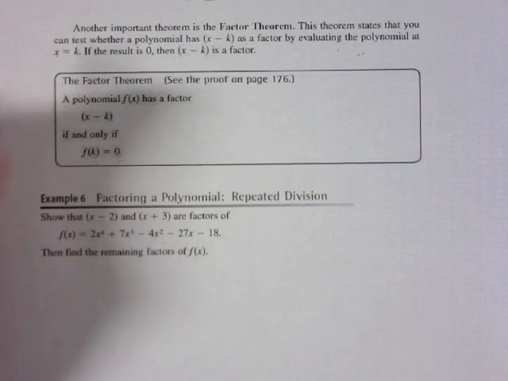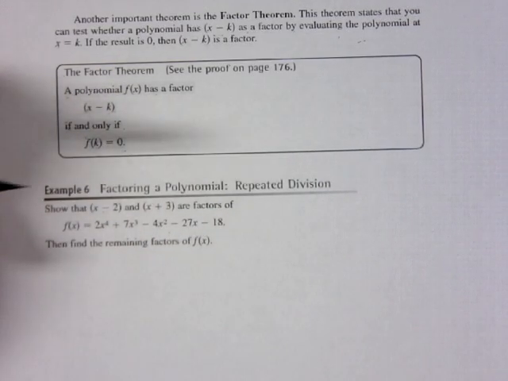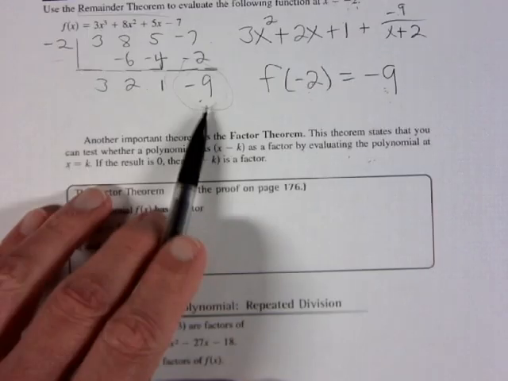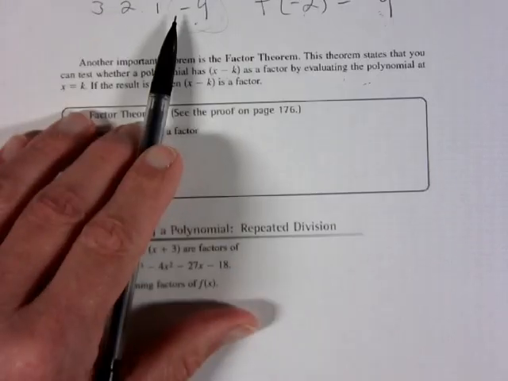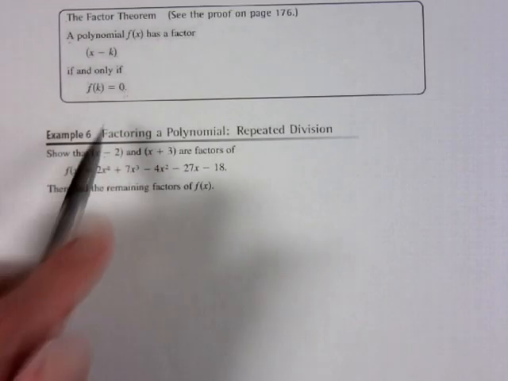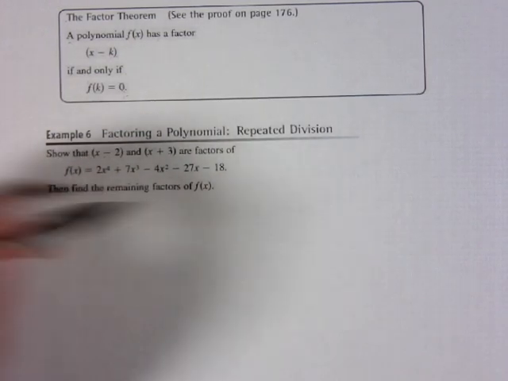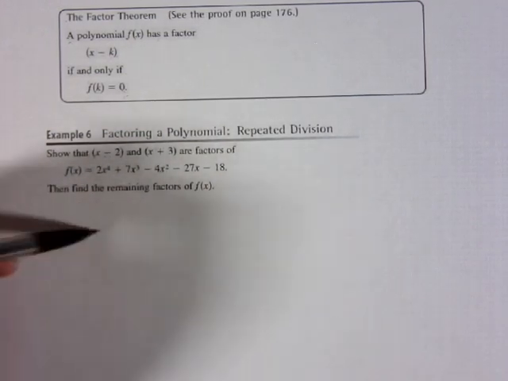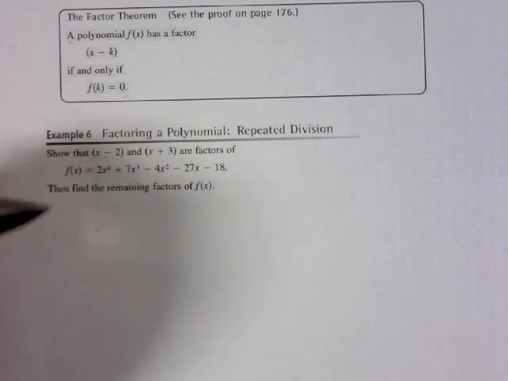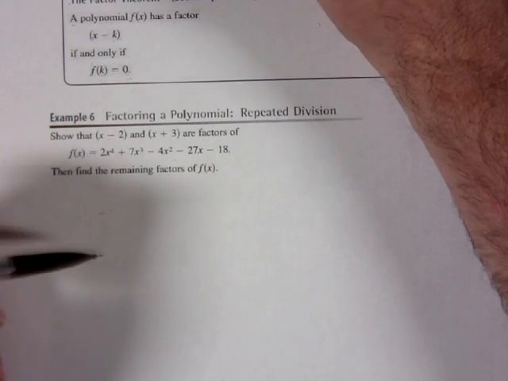In order to figure that out, I can divide those out with synthetic division and see if I get a 0 for my remainder. If I get a 0, then I know the value of the function at that particular value is 0, and that would force it to be a factor. So by synthetic division, I can show that these two are factors, and then I can use that to answer the subsequent question, which is find the remaining factors. So we're going to divide them out first.